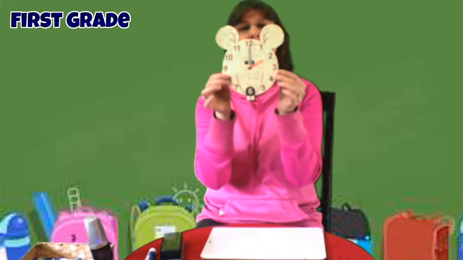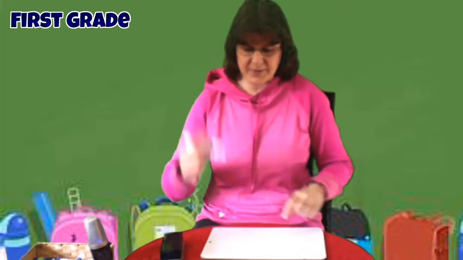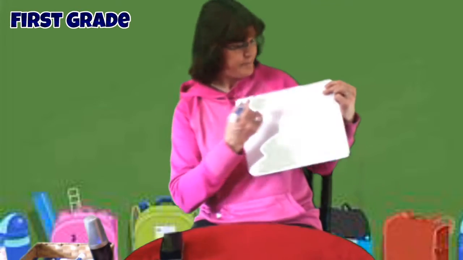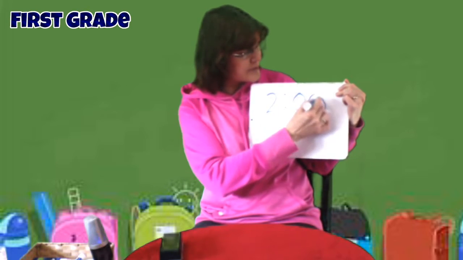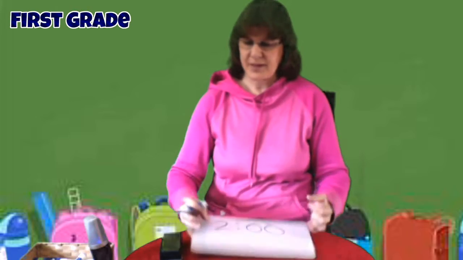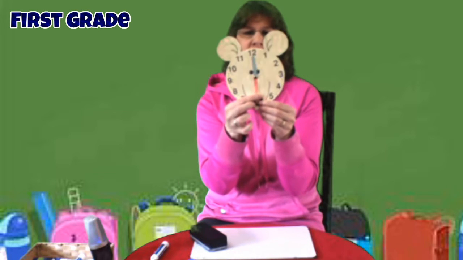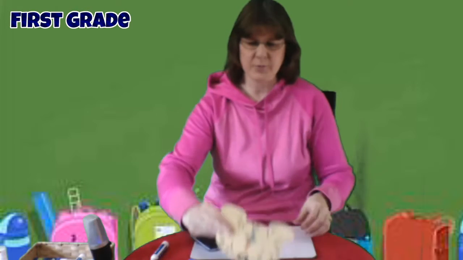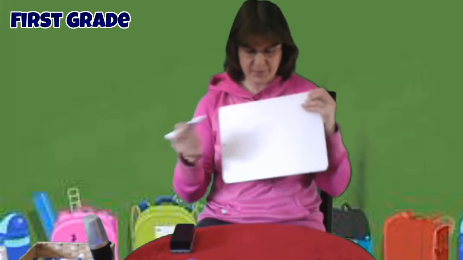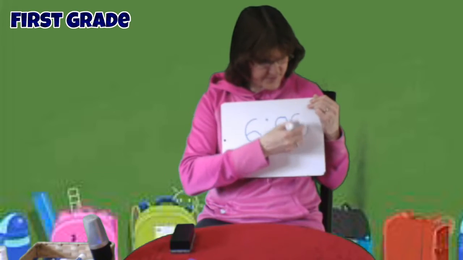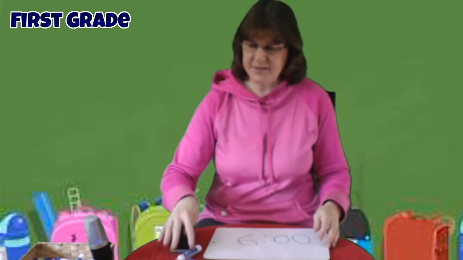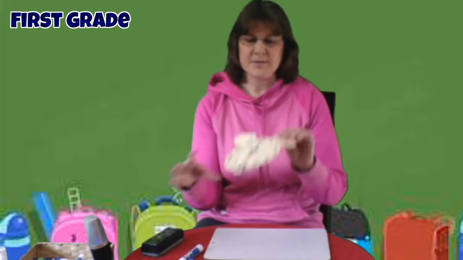So this one, if you look at it, is 2 o'clock, and when we write that digital time, we're going to write 2:00. That would be 2 o'clock. Let's try another time to the hour. This one has the hour hand pointing directly on the 6, no minutes after. That would be 6 o'clock. So we would write 6:00 for 6 o'clock.